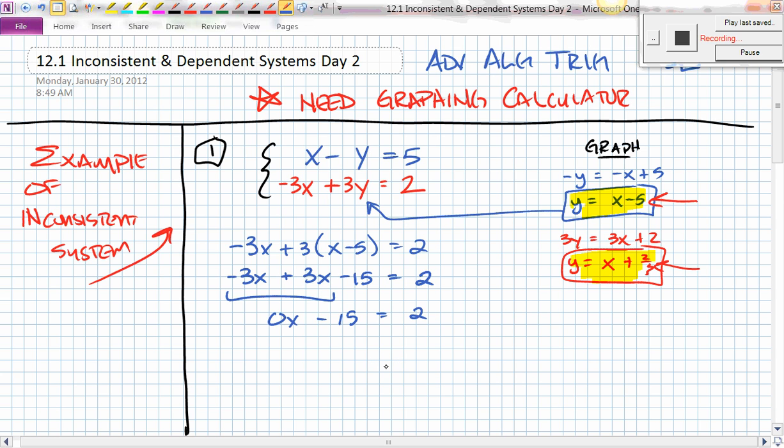You can look at it a couple of different ways. You can keep going, or you could say, well, negative 15 is equal to 2. Now, does negative 15 ever equal 2? No, not in here anyways. So what this is pointing at is you end up with a statement that is false. And if you have a false statement, that implies that your system is inconsistent.